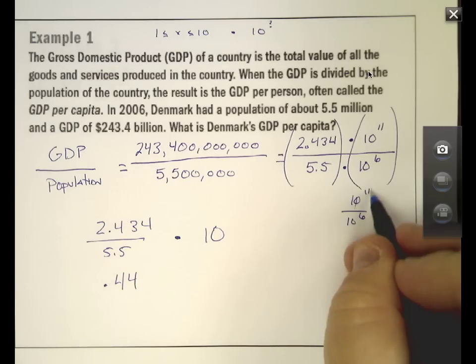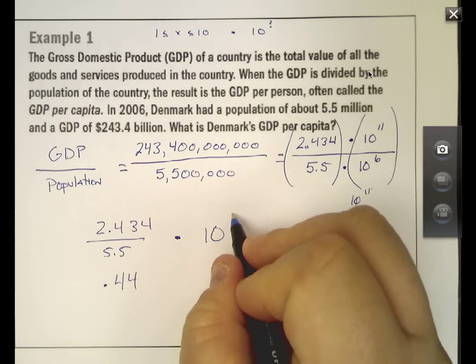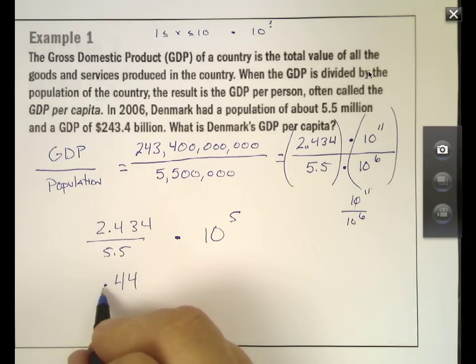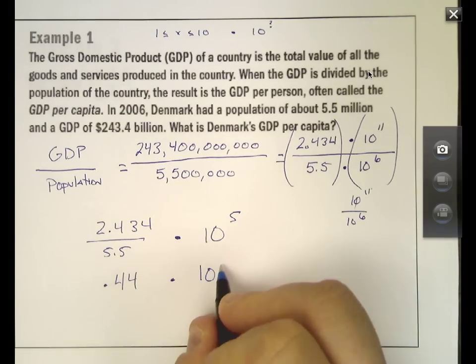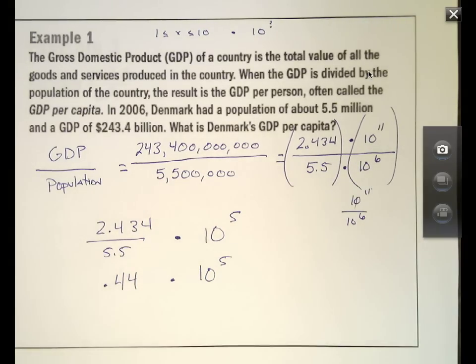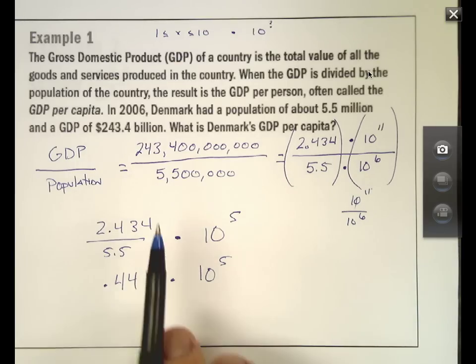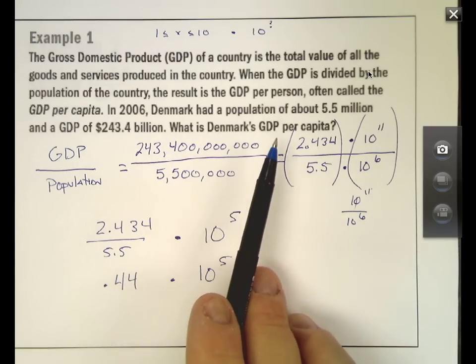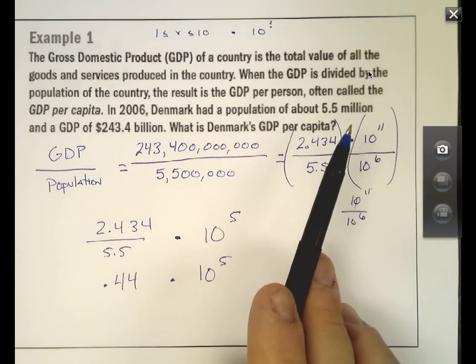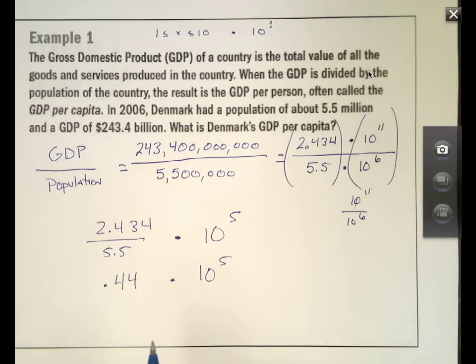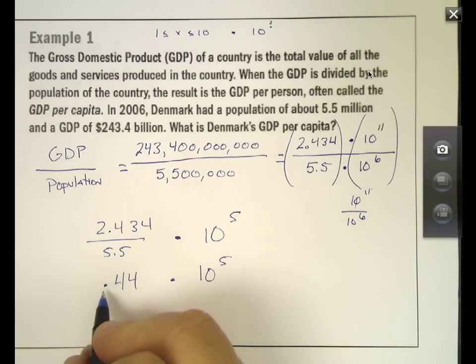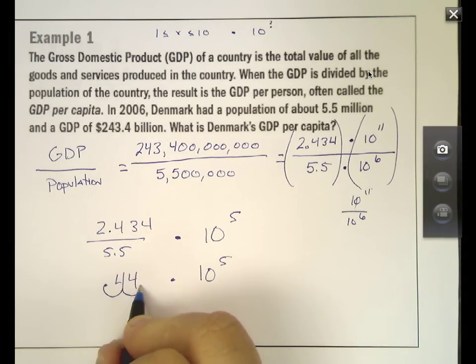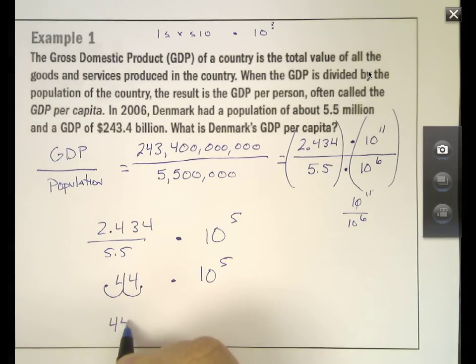Same base, so I can subtract my exponents, which is 11 minus 6, which is 5. So this is 0.44 times 10 to the 5th, okay? We don't normally write our numbers like this because we want to know what was Denmark's GDP per capita, okay? What was their gross domestic product per person? So I need to move this 5 units to the right.